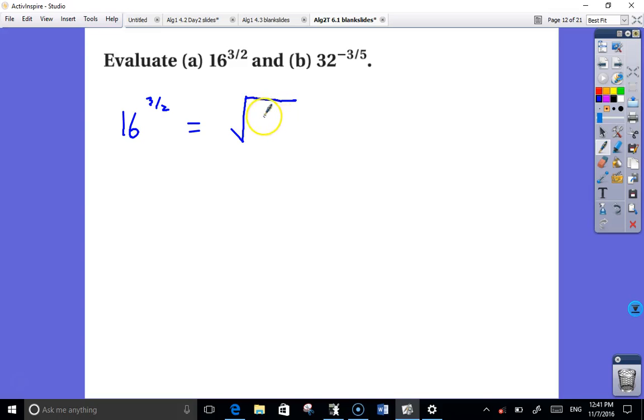Now, you could either do this: you could say 16 to the 3rd inside the radical, or you could say it's the square root of 16 and then take that to the 3rd. Either one of those, same thing. Which one do you think would be easiest?